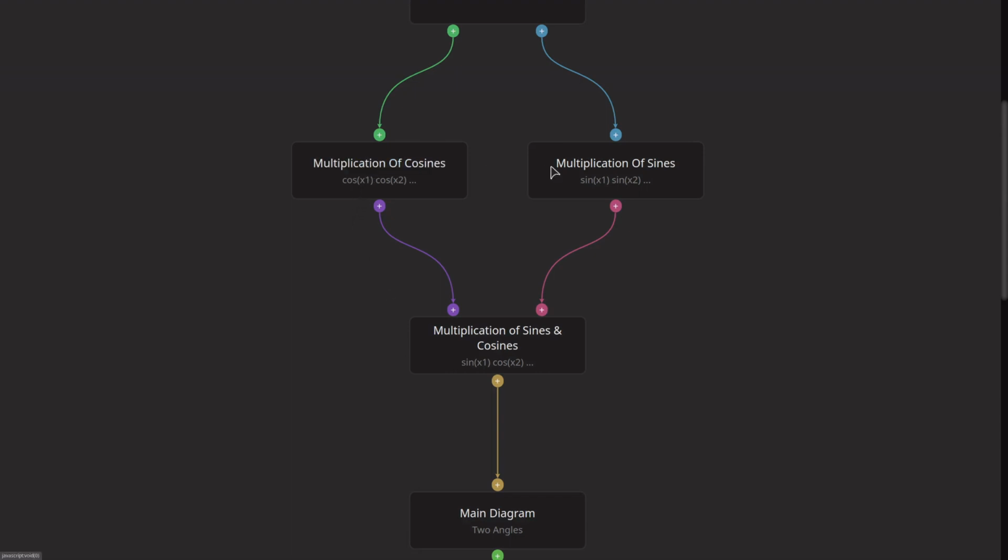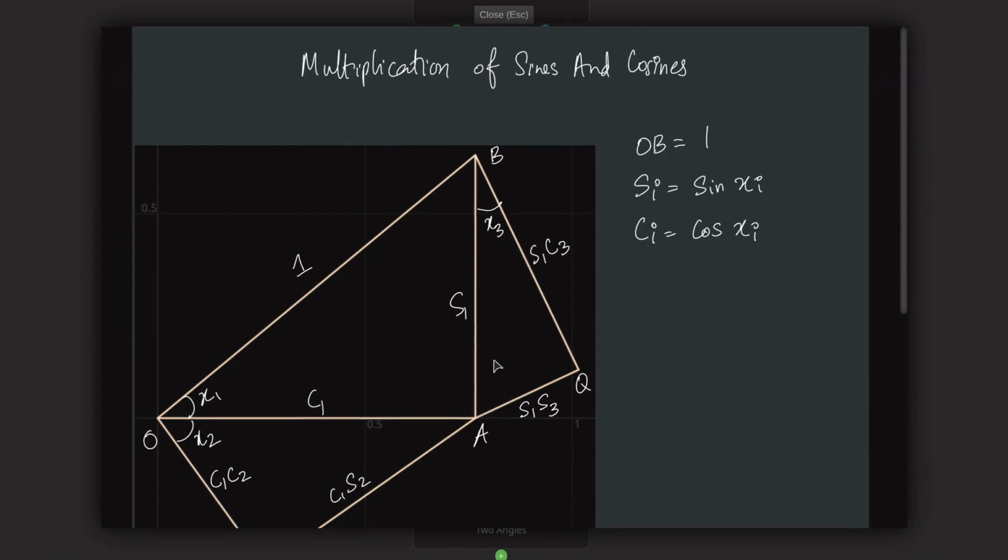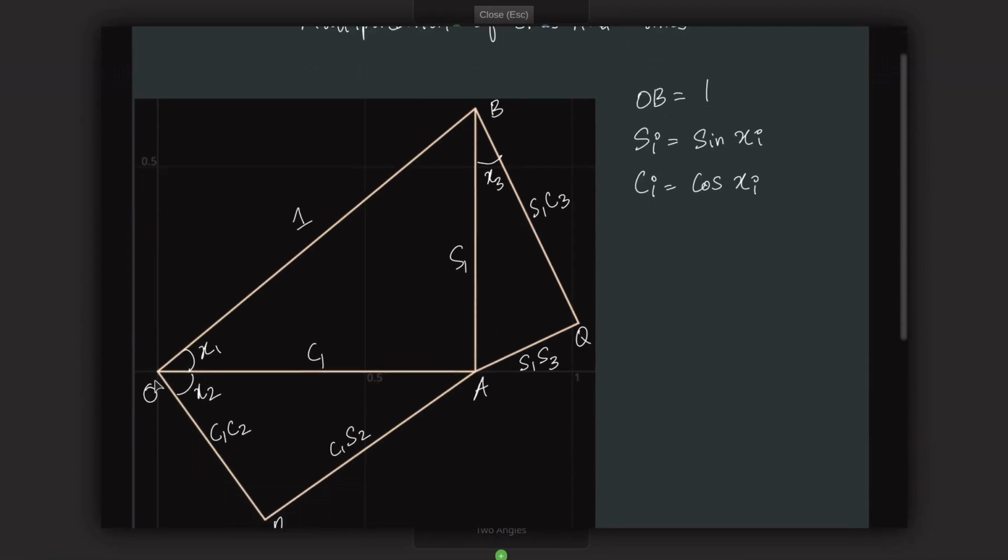Now we had cosines and we had sines, so let's put all of them together to get the multiplication of sines and cosines. First look at this triangle OAP. That's the main one. If this is x1 and if this length is 1, then this is cos x1 and this is sine x1. Again, remember this notation that I'm using.